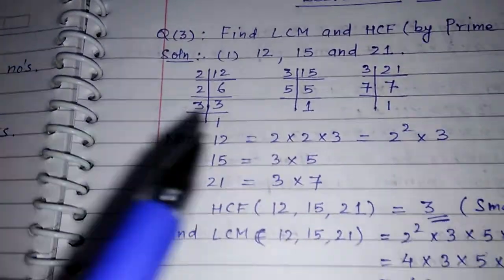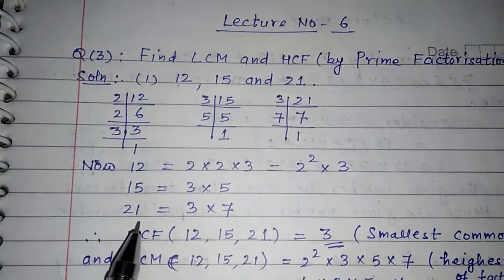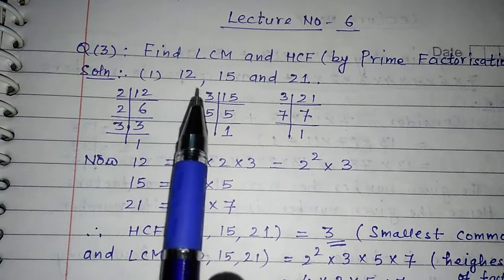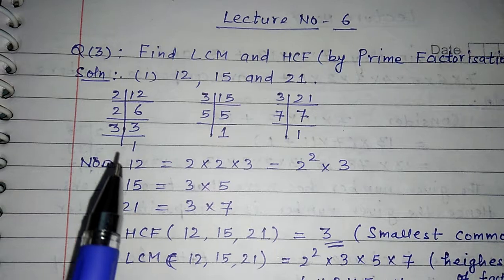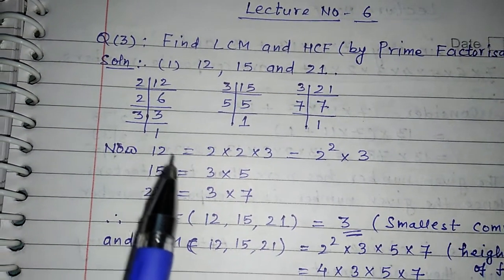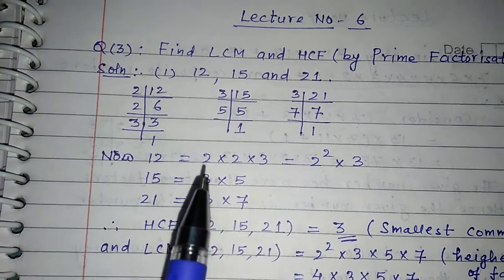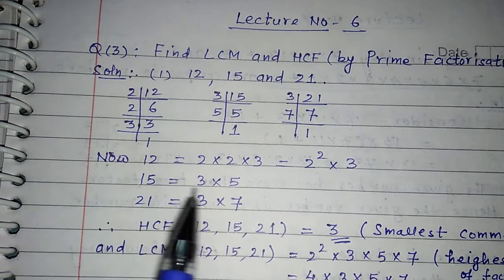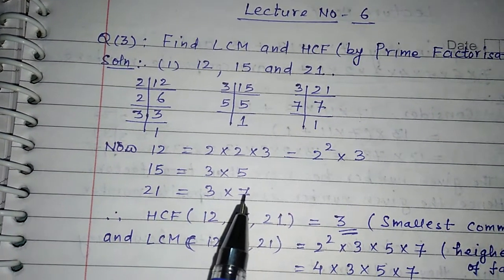As we have discussed earlier in question number 2, to find the SCF and LCM of two numbers, similarly here we are going to find the LCM and SCF of three numbers. In a very similar fashion, factorize 12, the first number. The required factorization is 2 into 2 into 3, that is 2 square into 3, or 15 equal to 3 into 5 and 21 equal to 3 into 7.